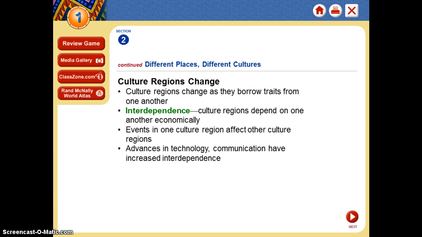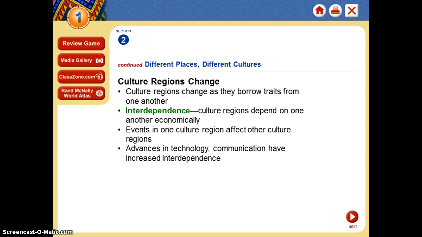So events in one culture region may affect the other culture region. For instance, if there's a war going on in the Middle East, even if the U.S. isn't involved, you can probably expect the price of gasoline to rise under the threat that the supply of crude oil might be affected due to that conflict. And that's why you see those prices at the pump: when there's threat of conflict in the Middle East, the price of a barrel of oil goes up, oil turned into gas, and so there you have it.